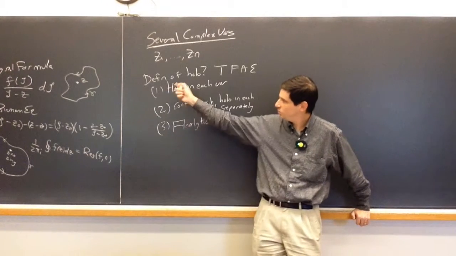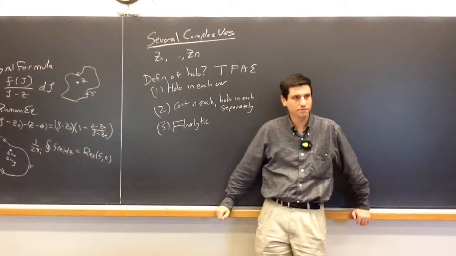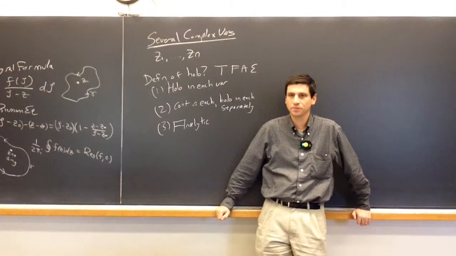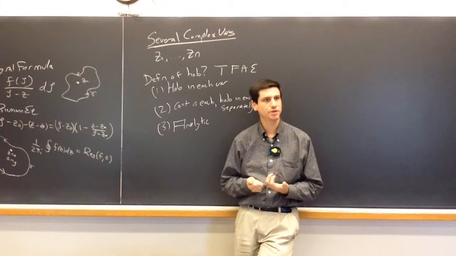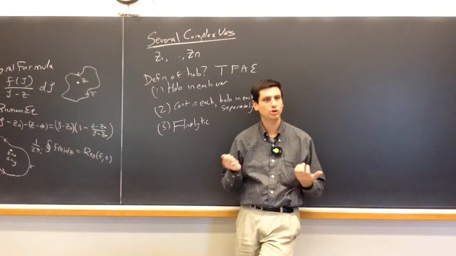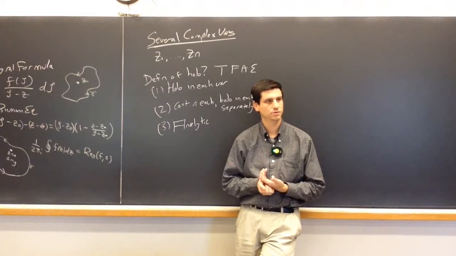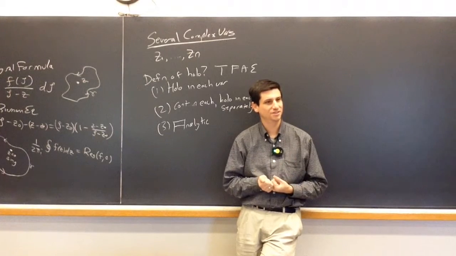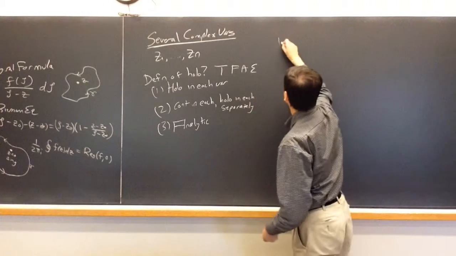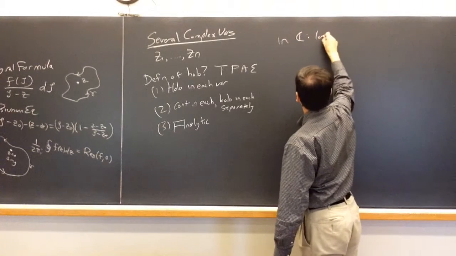The more interesting ones are basically 1 and 3. So the question is, what kind of sets do we want to look at? When we looked at things in one dimension, in one complex variable, what kind of sets did we look at? Intervals. Well, what's an interval in C? Discs. So in C, we look at this.